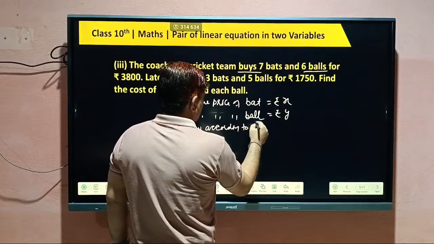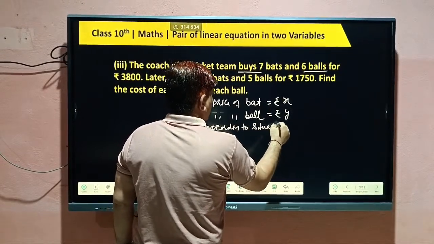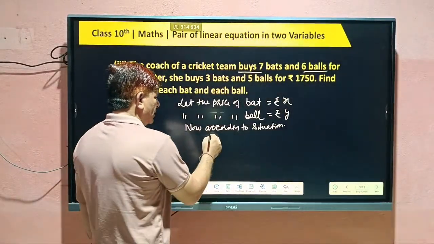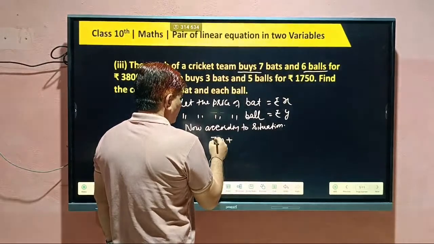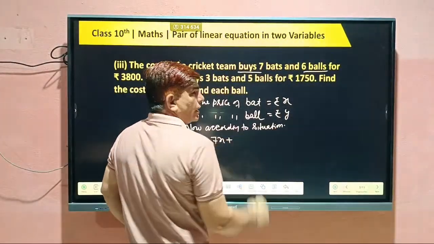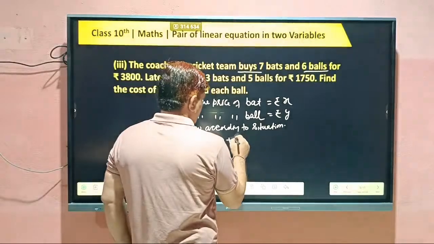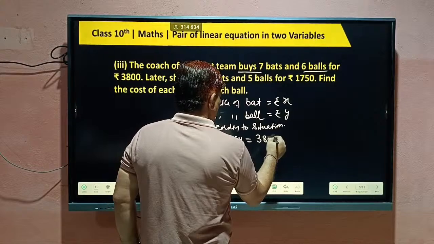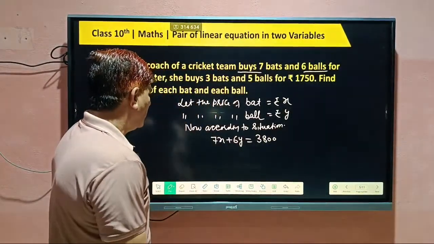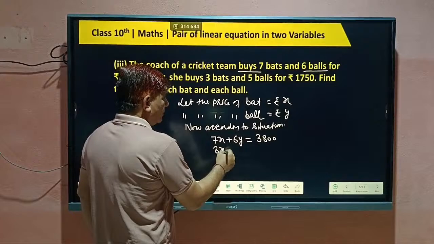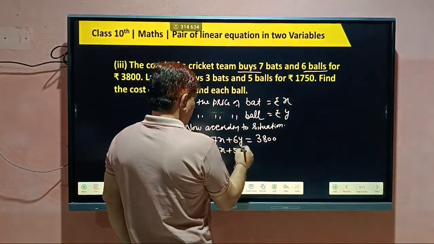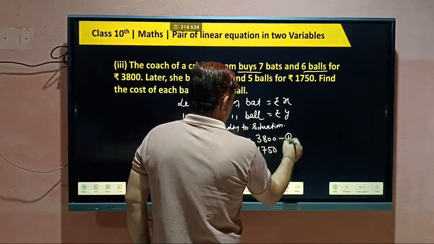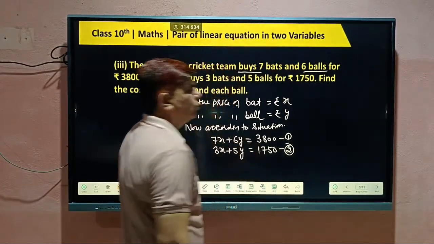According to the question, what's the price of 7 bats? 7x. What's the price of 6 balls? If the price of one ball is rupees y, 6y is equal to how much? 3,800. Similarly, the price of 3 bats plus 5 balls. So this is your equation number 1, this is your equation number 2.